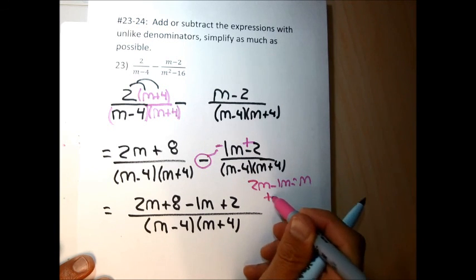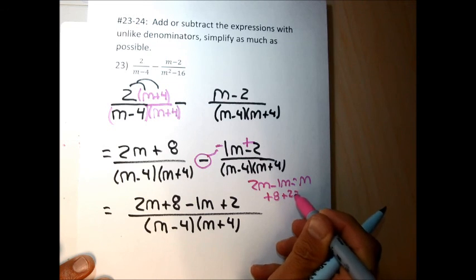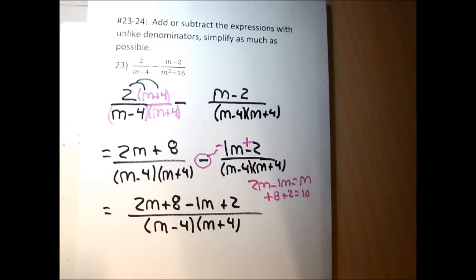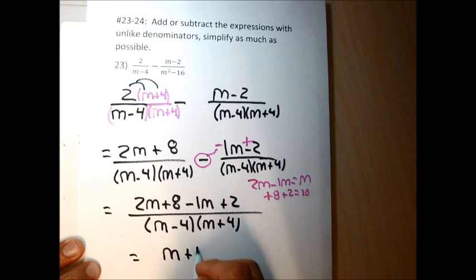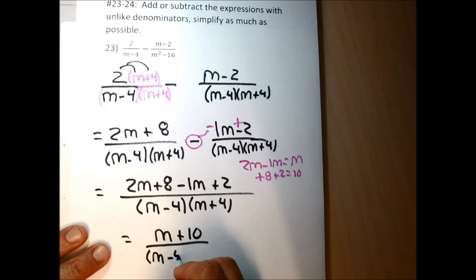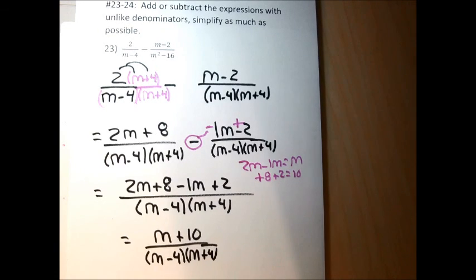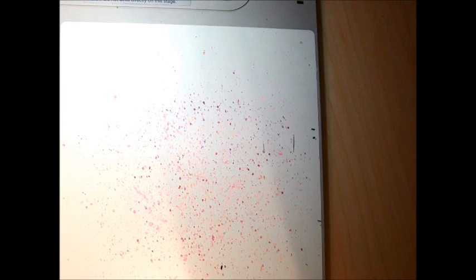Last step, I'm going to combine the 2m minus 1m, which gives me a 1m, or just an m, and the positive 8 and the positive 2, which give me a 10. So for my answer, my numerator is going to have an m and a plus 10, or a 1m and a plus 10. And then the denominator is going to have the two pieces, the m minus 4 and the m plus 4. And that's the whole answer. There isn't anything else I can do there. Yuck. 24 is worse, however.